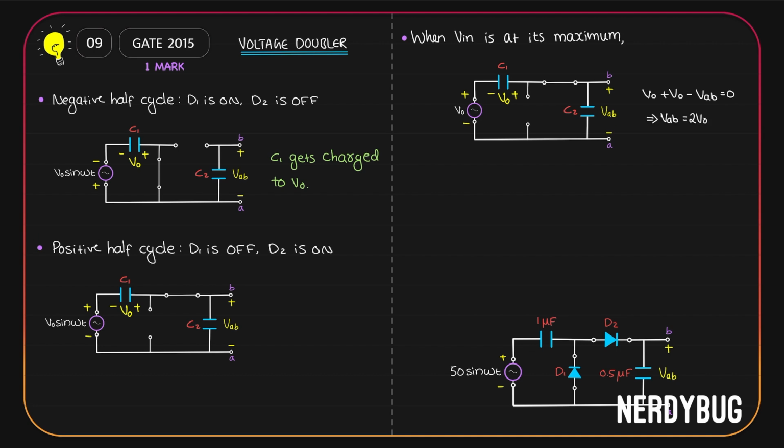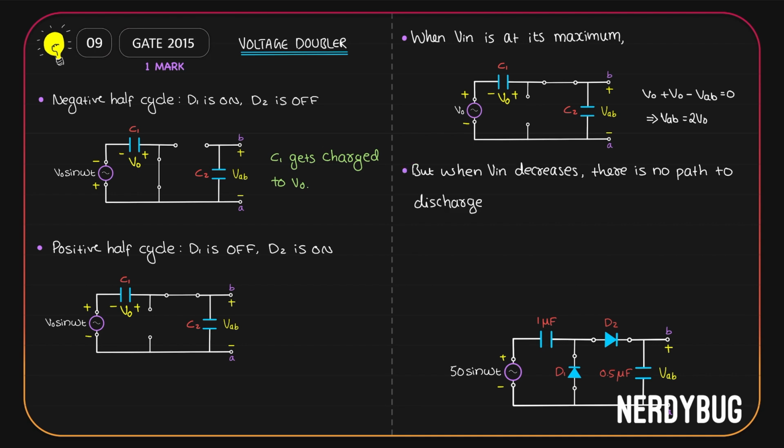Or VAB, the output is 2 times V0. Right now, V input is at its maximum. Assume that it is decreasing from its maximum value back to 0 again. The question is, will the capacitors be able to discharge? No, because they don't have a path to discharge.